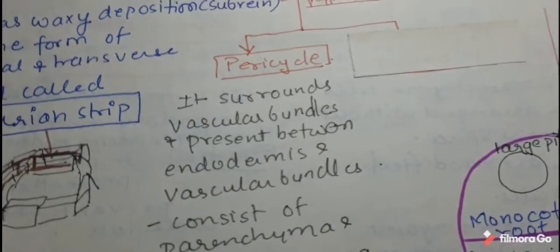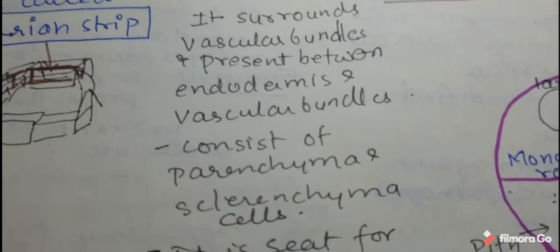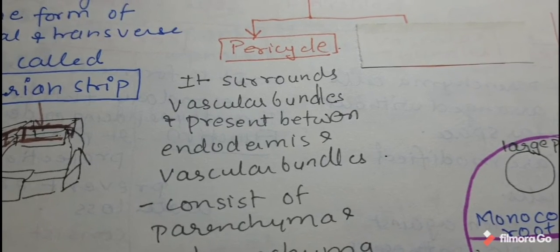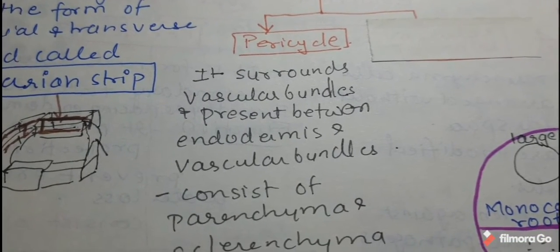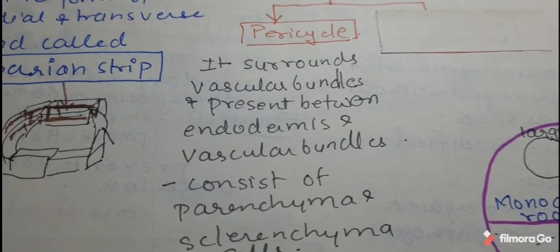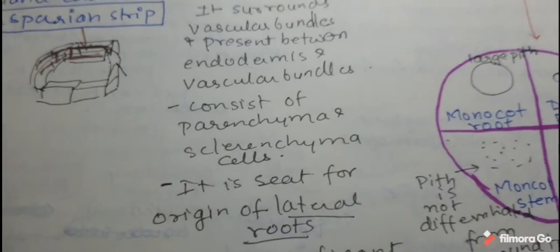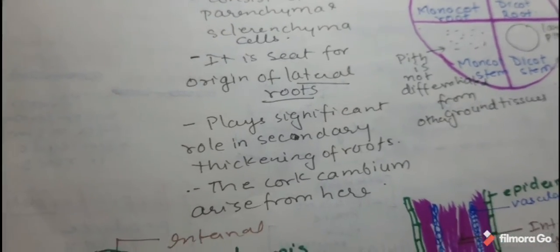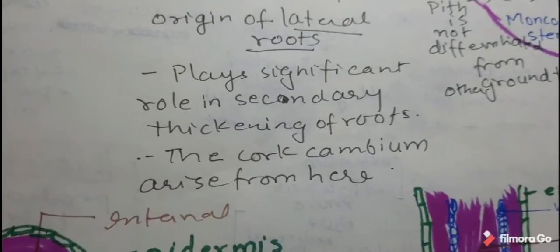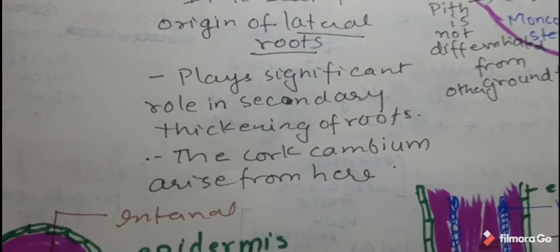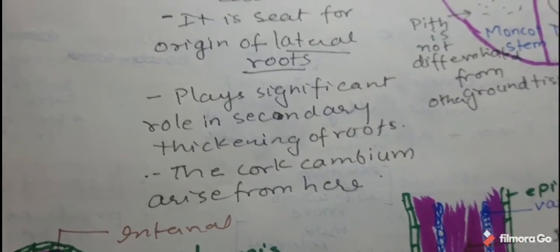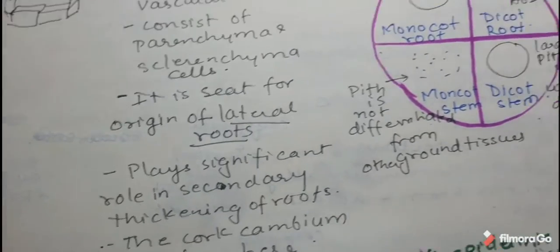Now, pericycle is, you can say, different types of cells which surround the vascular bundle and are present between the endodermis and vascular bundle and consist of parenchyma, sclerenchyma cells, and it is the seat for the origin of lateral roots. Plays a significant role in the secondary thickening of root, and the cork cambium arises from here. So we will see how all this takes place.